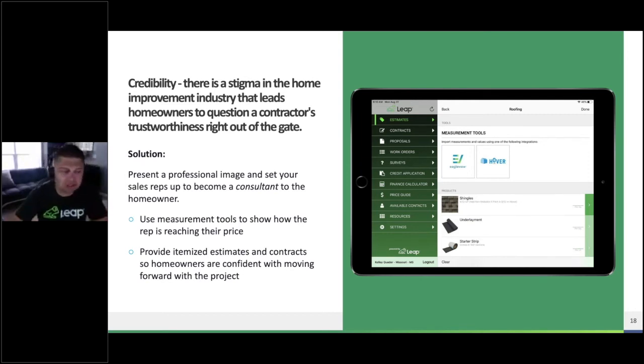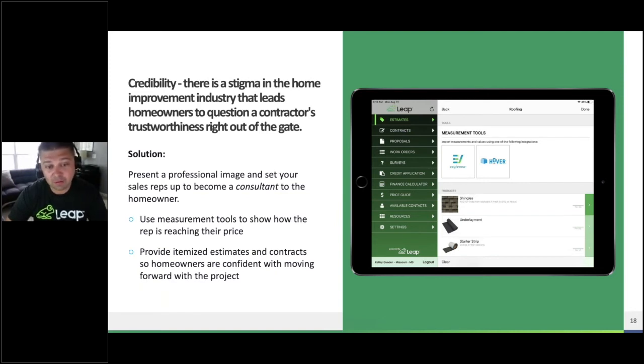Another one is just using technology, and that's where Leap comes into play. So you're going to present yourself in a much more professional image. The other one is using measurement tools. Going back to earlier in the slides, I talked about a cashier ringing up the items, and once you hit the total button, the customer's like, okay, yes, that's my total. I know the computer's going to do the math correctly.